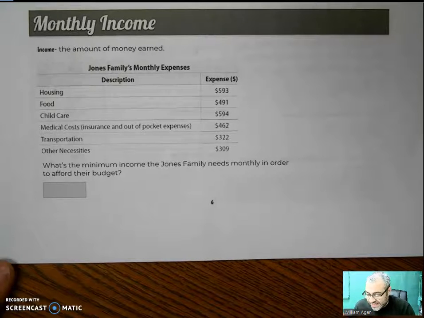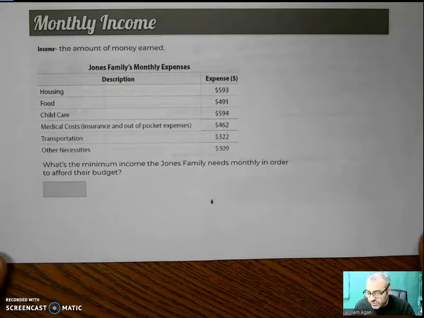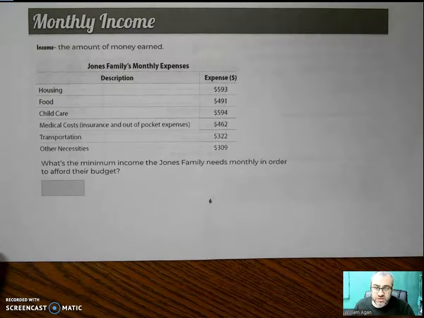All right, so income is the money that you earn. It's the money that comes into your account. Comes in, income. Okay, that's kind of where the word came from.